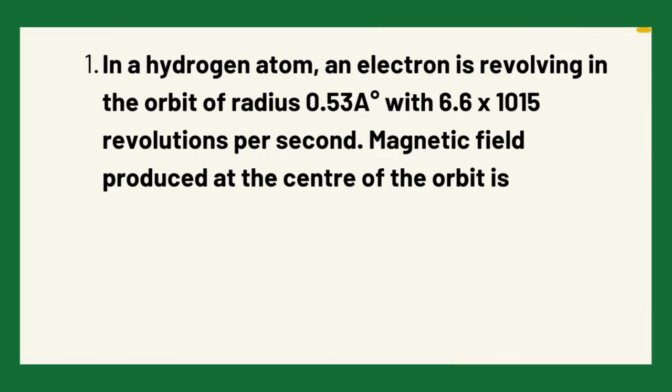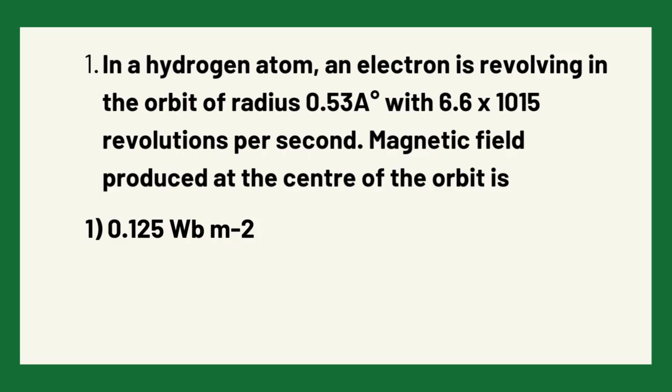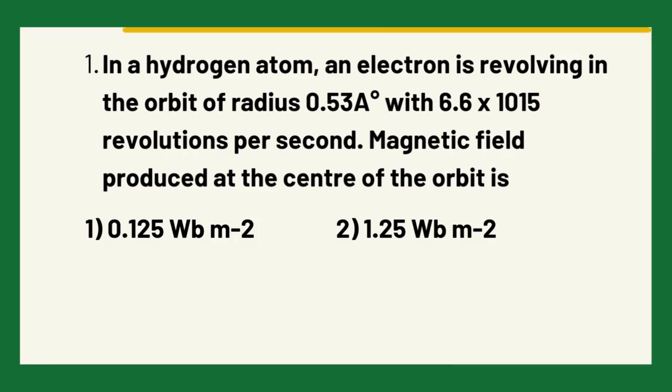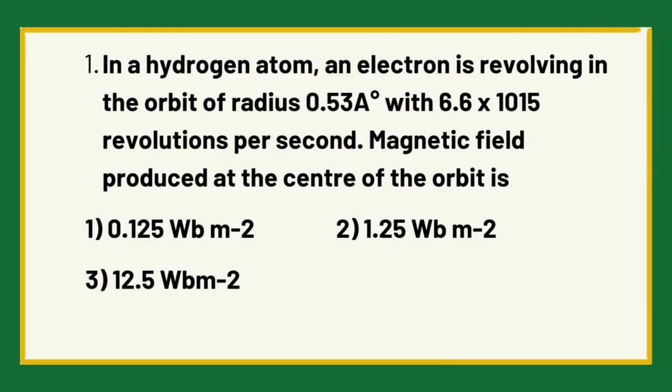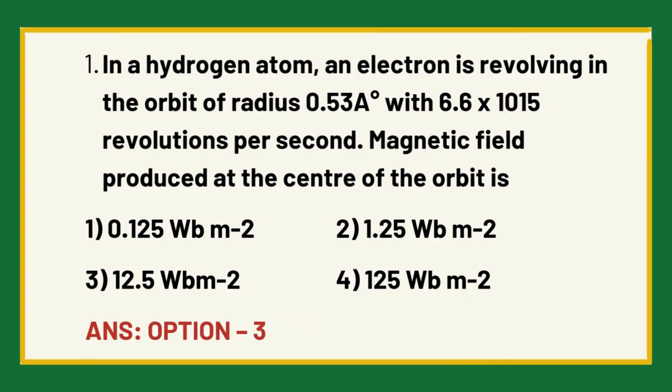The options given are: first option, 0.125 Weber per meter square. Second option is 1.25 Weber per meter square. Third option is 12.5 Weber per meter square. Fourth option is 125 Weber per meter square. The right answer is 12.5 Weber per meter square.